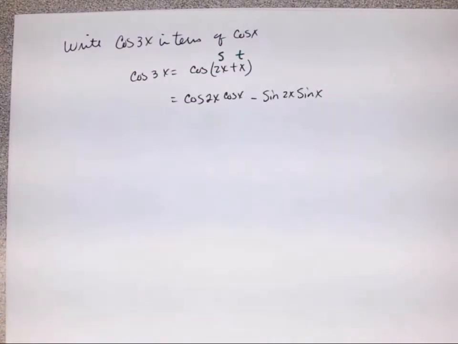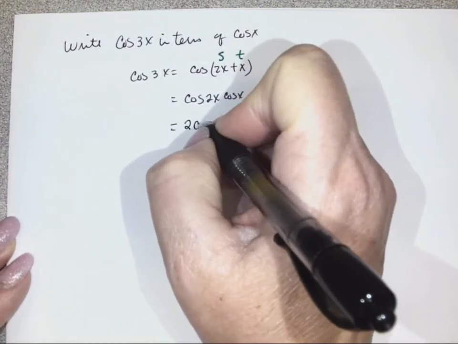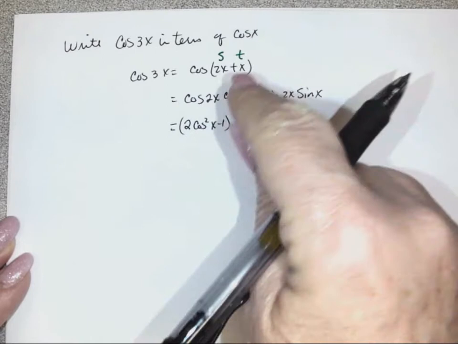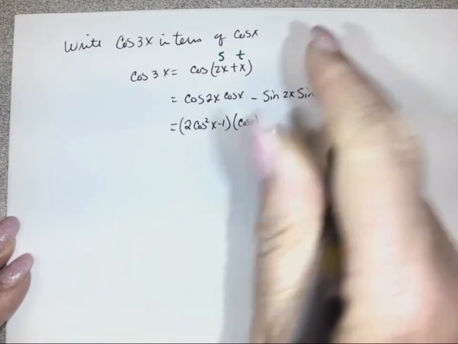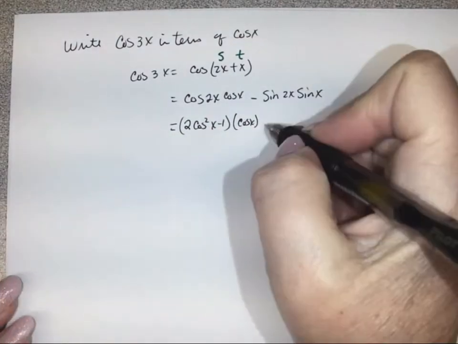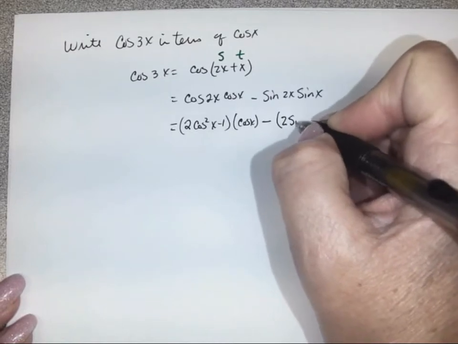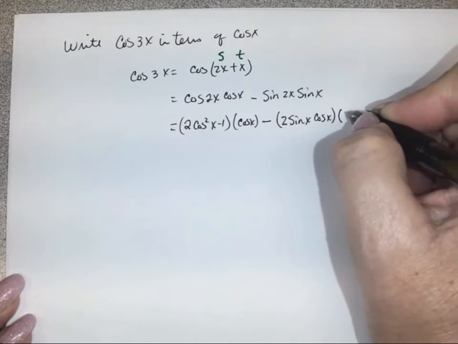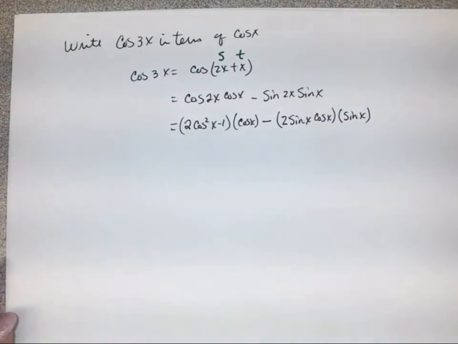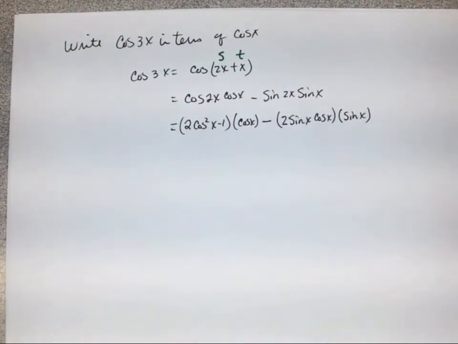So this would be equal to 2 cosine squared x minus 1, because that's what the cosine of 2x is equal to, times our cosine of x. So I'm putting parentheses so you can see it's both terms. The sine of 2x becomes 2 times the sine of x cosine of x times our sine x. So we've rewritten our double angles using the double angle formulas.